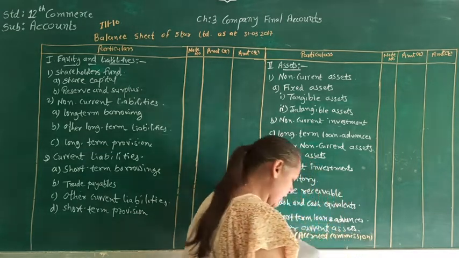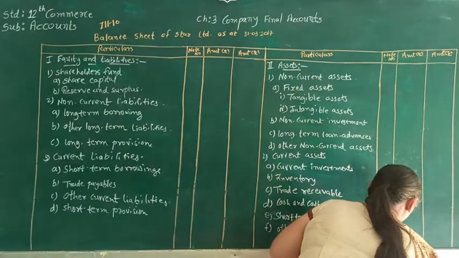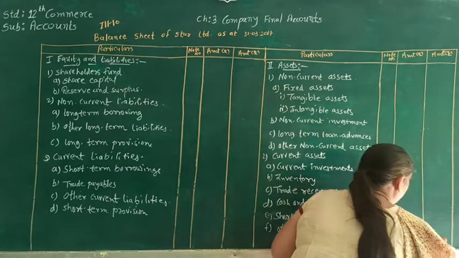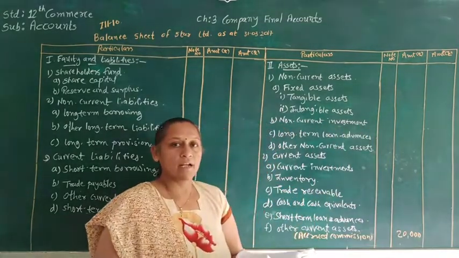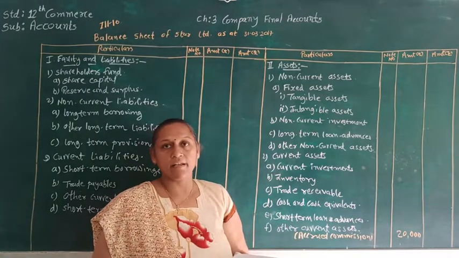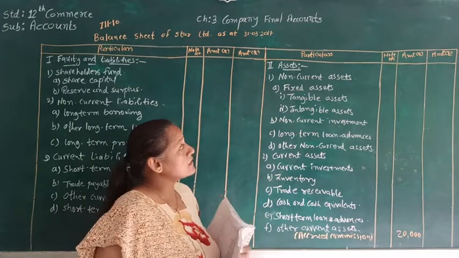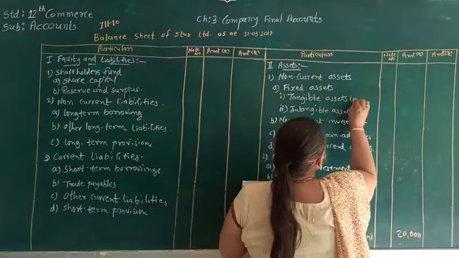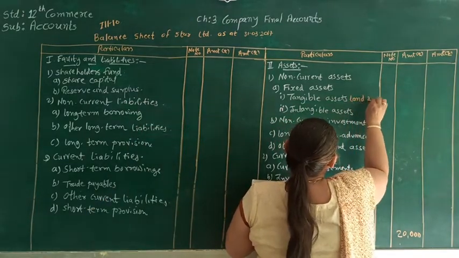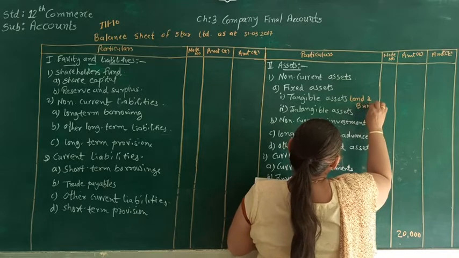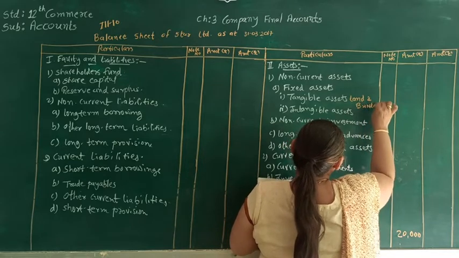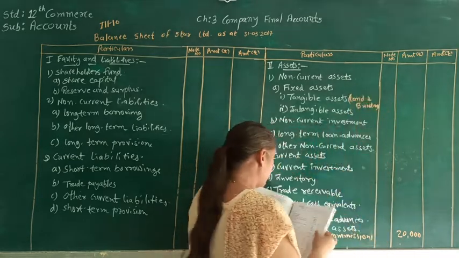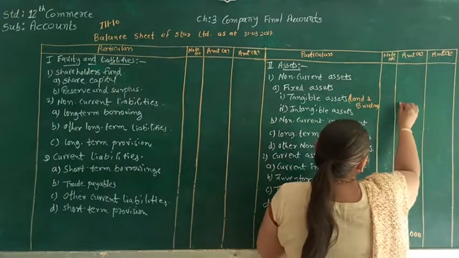And the amount of the accrued commission is 20,000. After that, the other balance given to us is land and building. And land and building, as we know, is a fixed tangible asset. So let's write land and building. So it will be 10 lakhs.